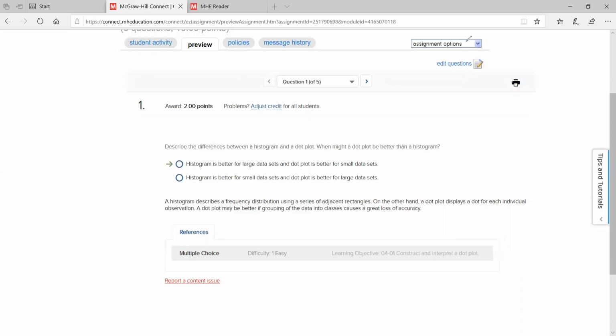All right, let's take a look at your chapter 4 homework. First question, this is problem number 1. It says describe the difference between a histogram and a dot plot. When might a dot plot be better than a histogram?